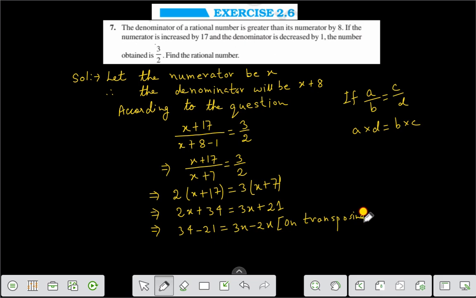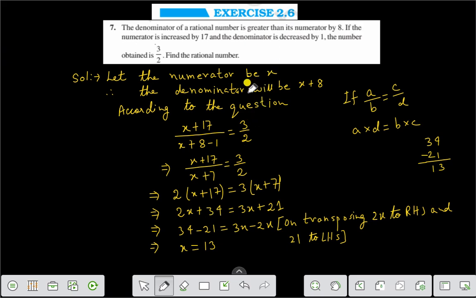On transposing 2x to right hand side and 21 to left hand side, we are getting 3x minus 2x is x is equal to 34 minus 21. That is, we are getting 34 subtract 21, that is 13. Therefore, the value of x is equal to 13.